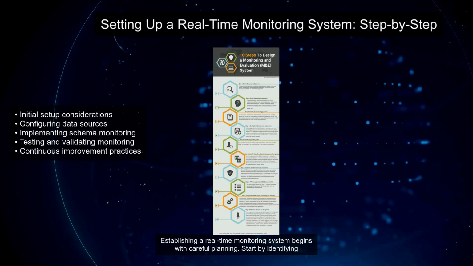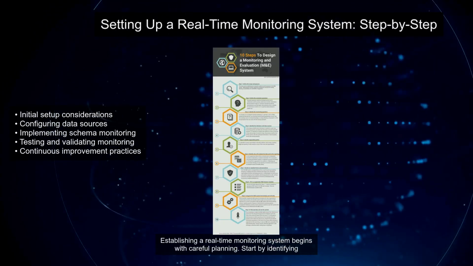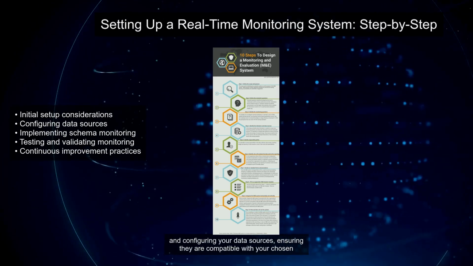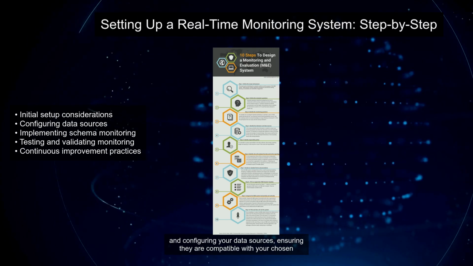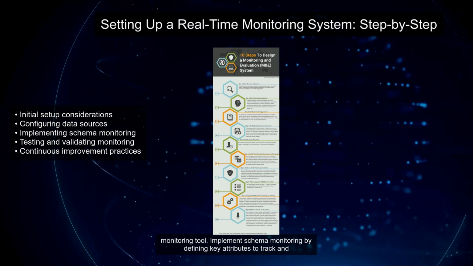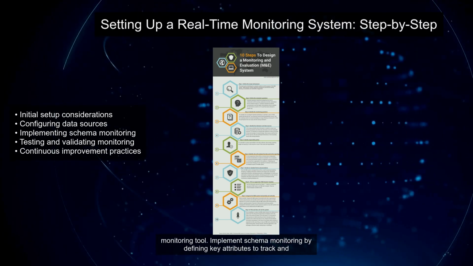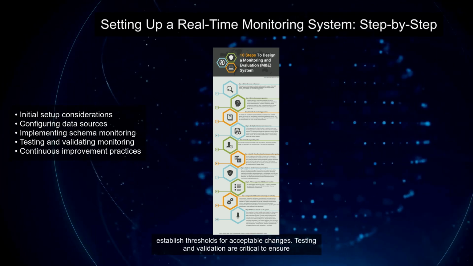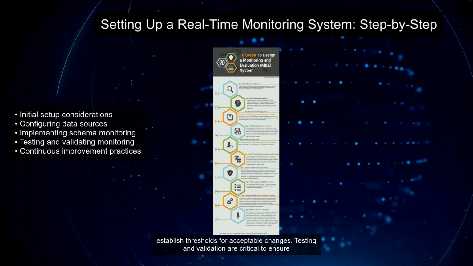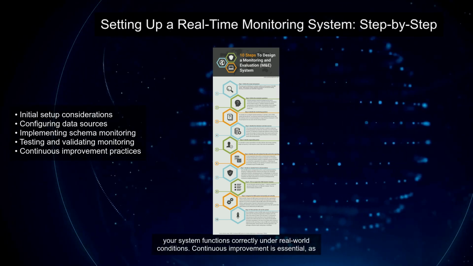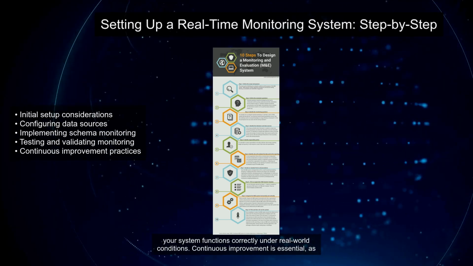Establishing a real-time monitoring system begins with careful planning. Start by identifying and configuring your data sources, ensuring they are compatible with your chosen monitoring tool. Implement schema monitoring by defining key attributes to track and establish thresholds for acceptable changes. Testing and validation are critical to ensure your system functions correctly under real-world conditions.